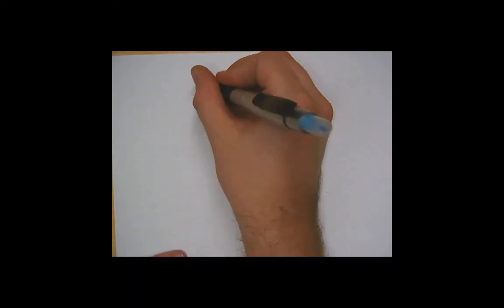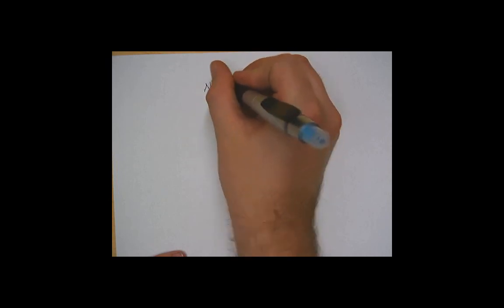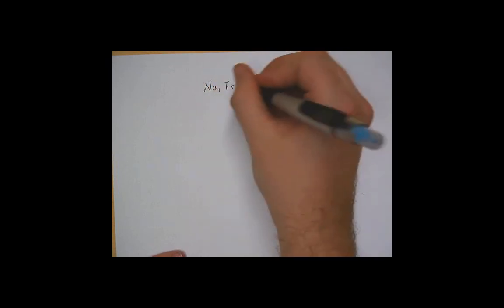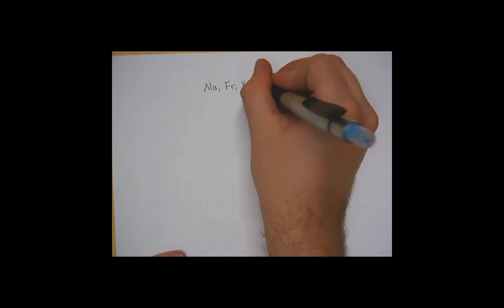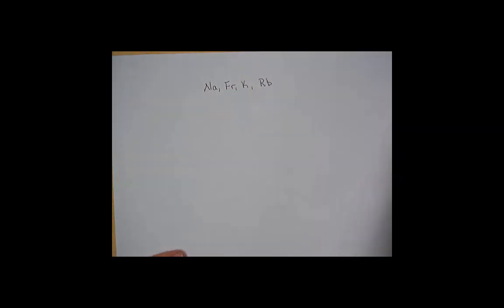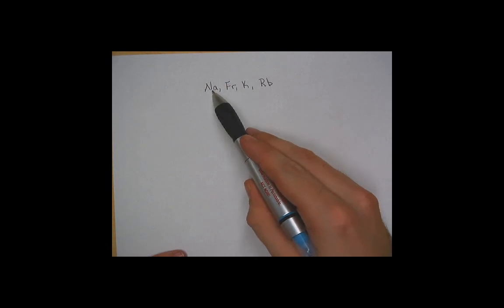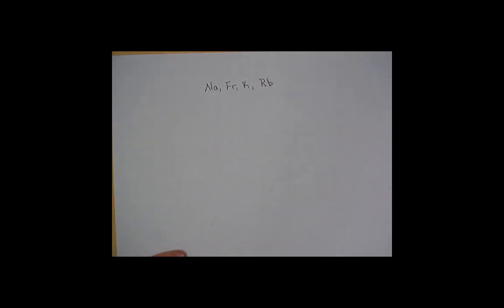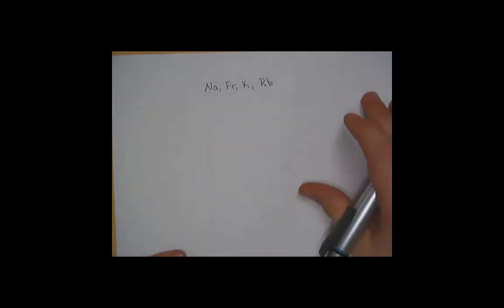So let's do a quick exercise to make sure that you have a hold of this idea. So consider the following three lists. So let's say sodium, francium, potassium, and rubidium. Rank these four from most electronegative to least electronegative.